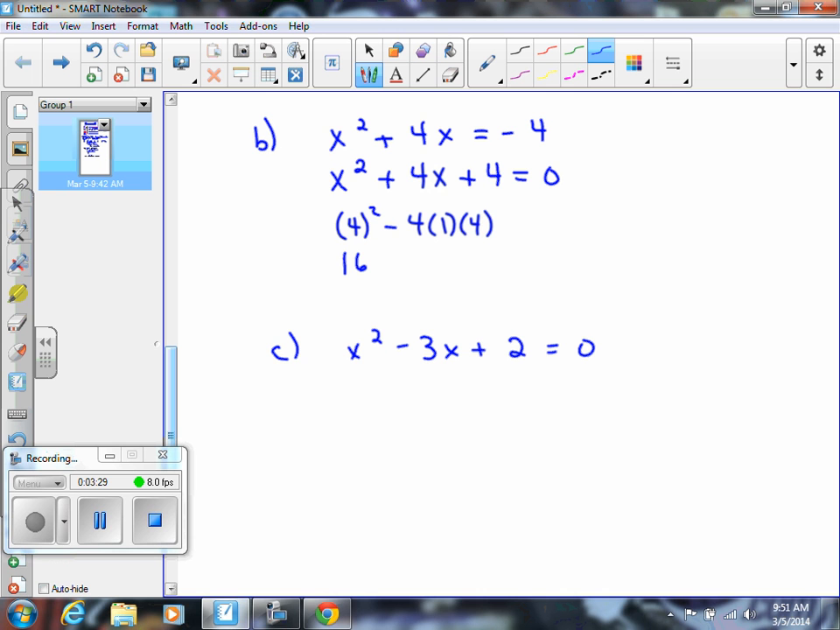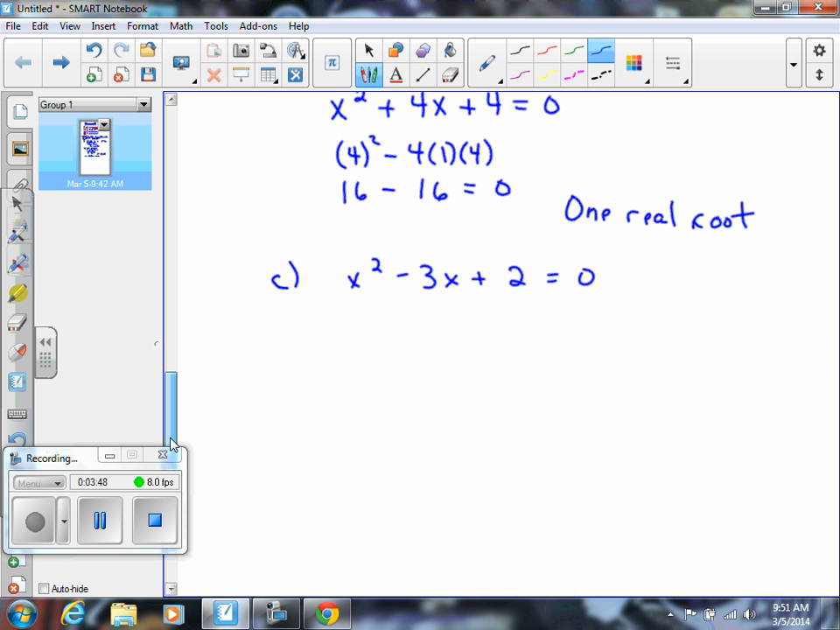Here I've got 16 on the left, 16 on the right, and 16 subtract 16 is 0. So the answer to this would be 1 real root.